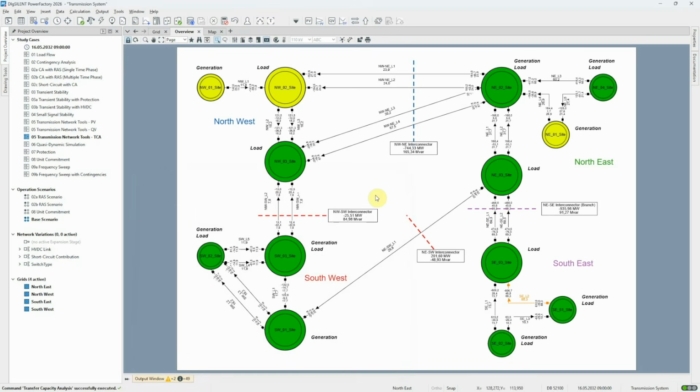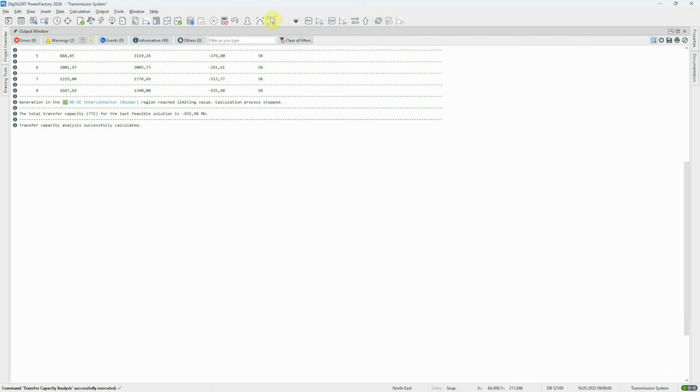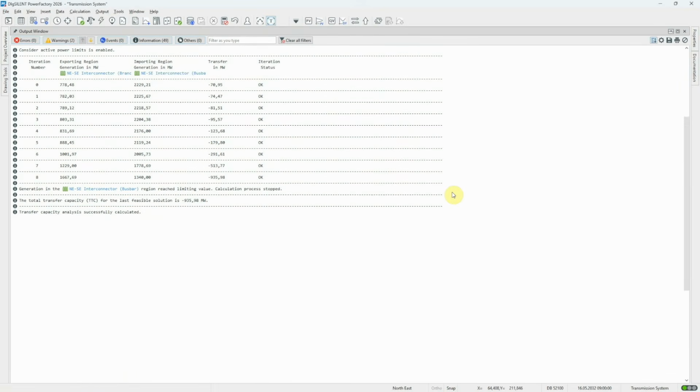The analysis is executed, and we can see in the output window that the total transfer from the southeast to the rest of the network has a limit of about 936 megawatts. No thermal ratings have been exceeded. The transfer limit has been found when no more generation can be scaled down in the rest of the network.